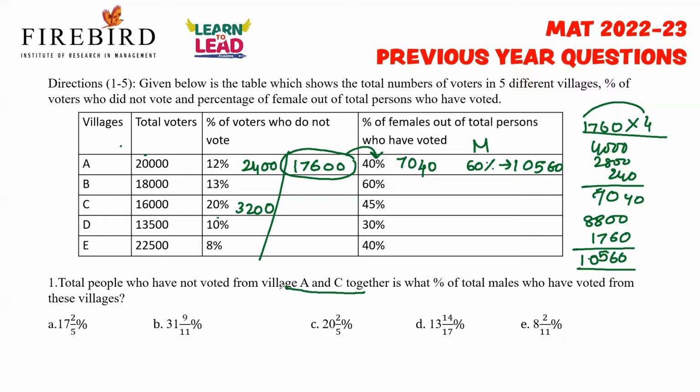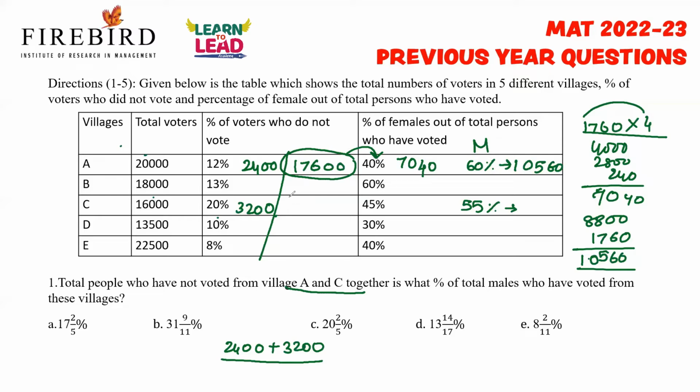So total people who have not voted from village A and C together comes in the numerator. So, 2,400 plus 3,200, the whole divided by the total males who have voted from these villages. See, in C, 45% are females who have voted, and the remaining 55% are males. Can you tell me what is 55% of? You have to calculate the remaining 80% of 16,000.